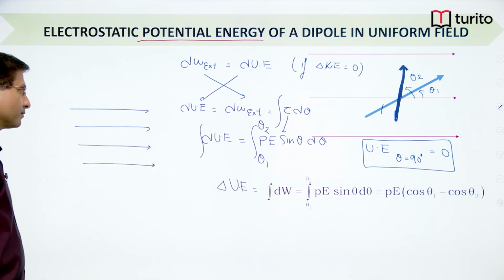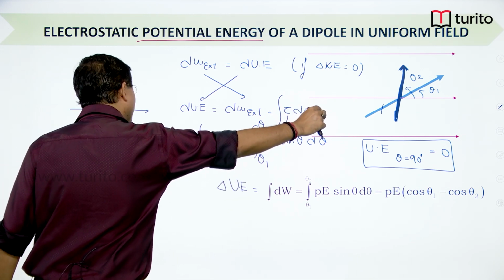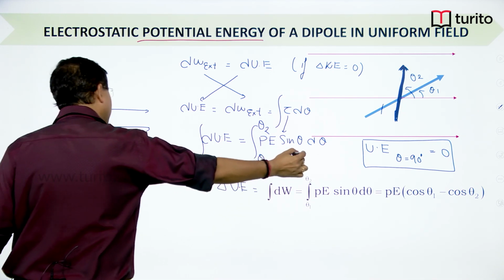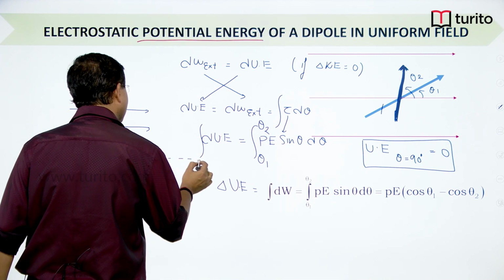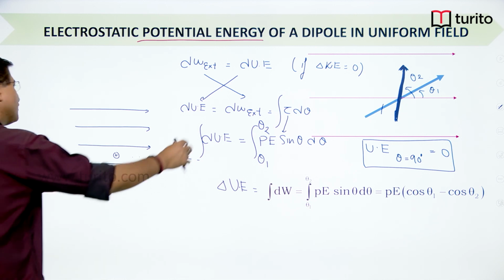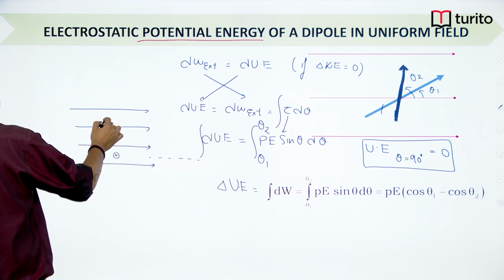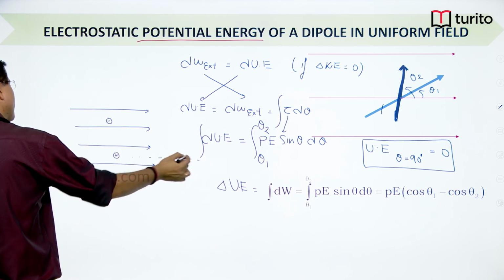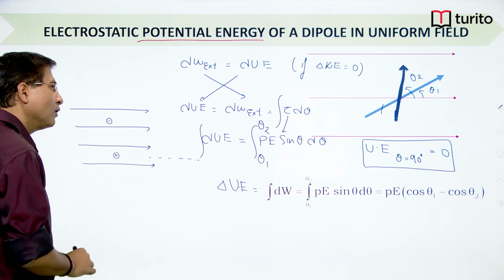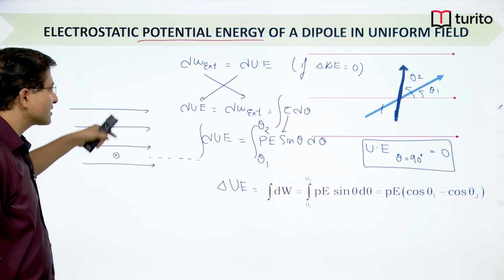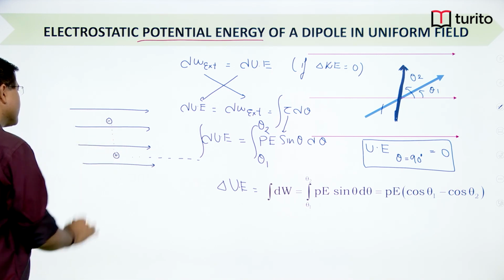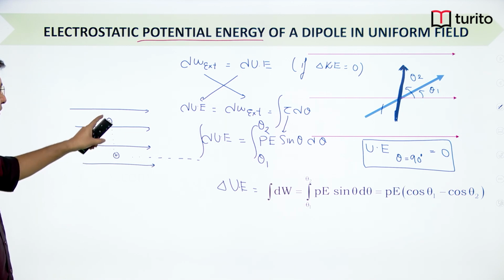If you are bringing a positive charge from plus infinity and placing it here, from infinity you are bringing this positive charge and placing it here. Now bring negative charge from infinity and place it here. In this case, whatever positive work you have done, bringing negative charge from infinity to this point, what negative work you have done, they will cancel each other. So total work done for this orientation will come 0. So as for this orientation, total work done comes 0.